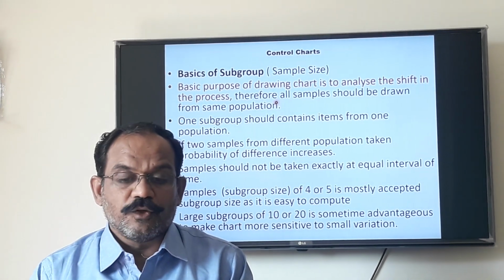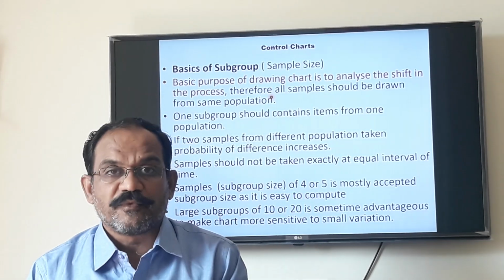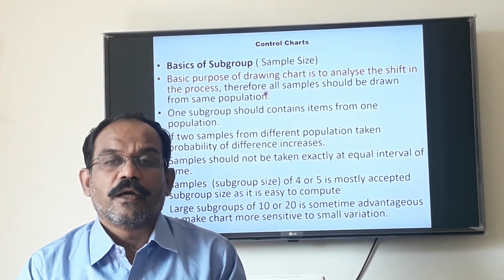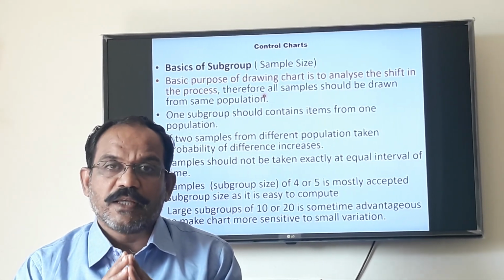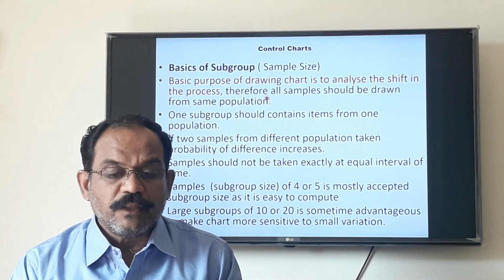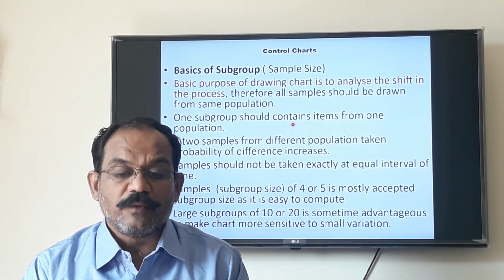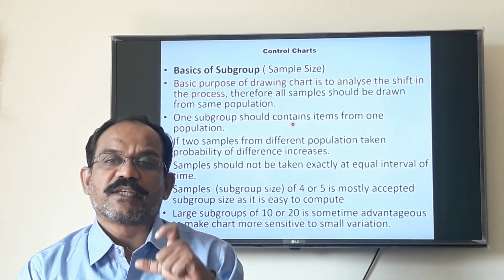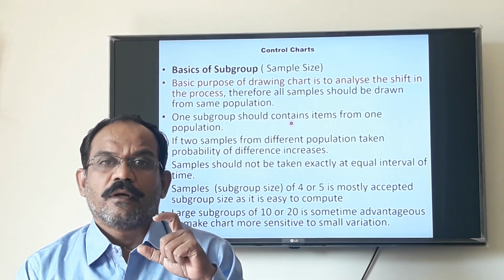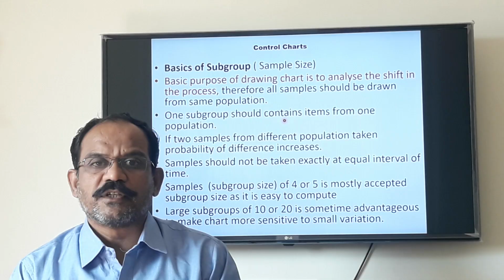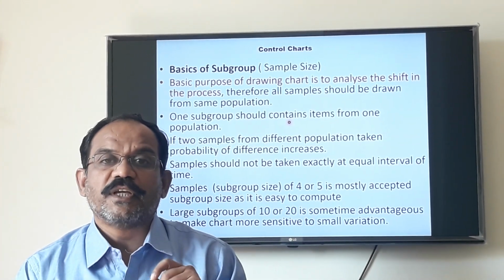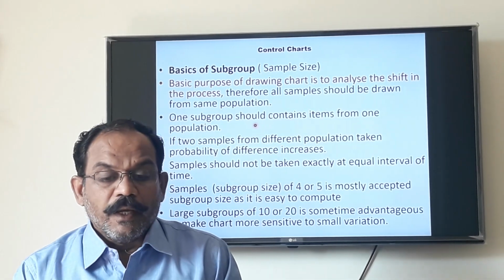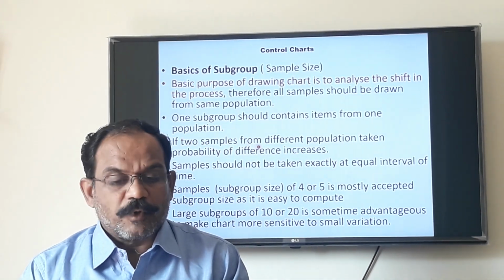If you take different samples from different populations, there are chances that the trend may change. So one subgroup should contain items from one population. What is a subgroup? A subgroup is a size of sample. Suppose I have taken 5 samples of 4 atoms each, which means one subgroup has 4 atoms. Then samples from different populations are explained.